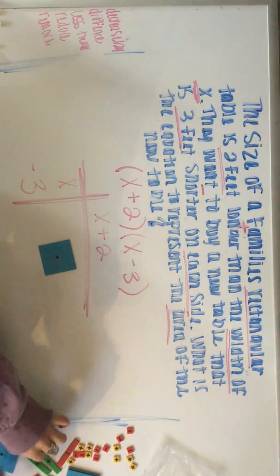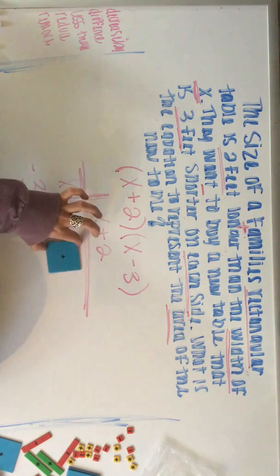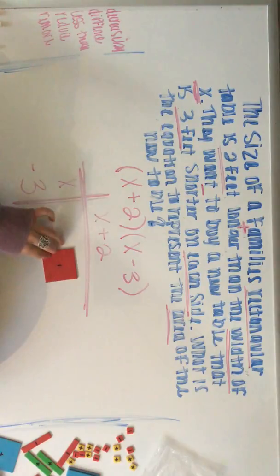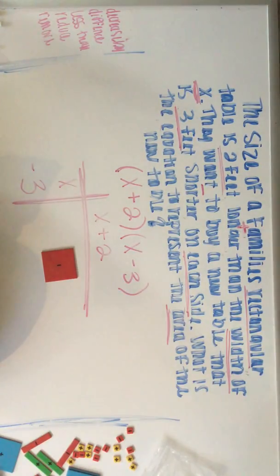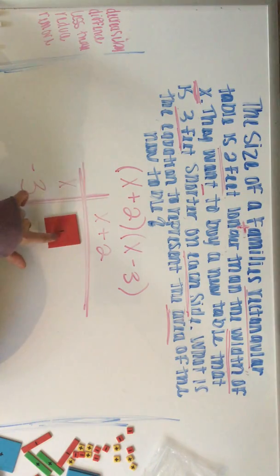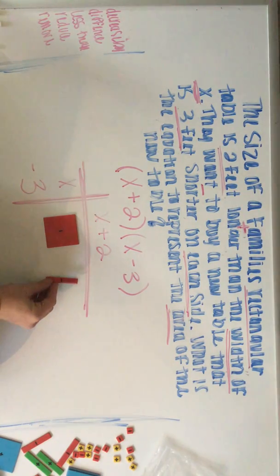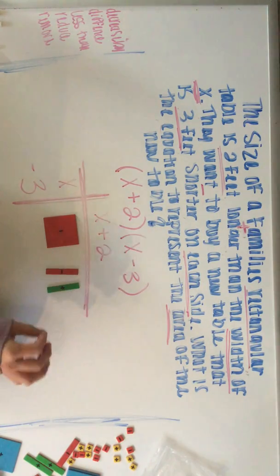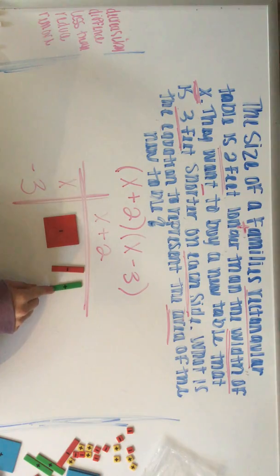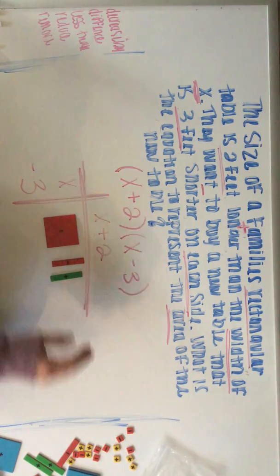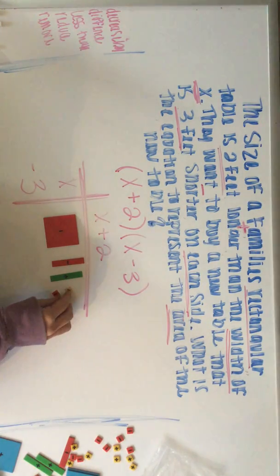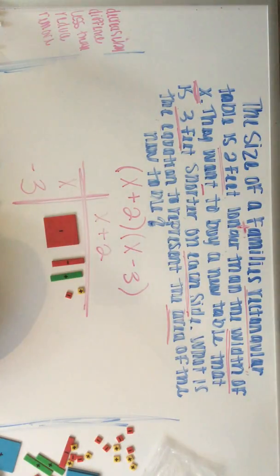So let's go over what our area tiles mean. One big square is going to represent x squared, and our red side is going to represent negative x squared. Then our little long tiles are just going to represent x. This is negative 1x, this is positive 1x. Our little baby squares are going to represent just 1, a positive 1, and just a negative 1.